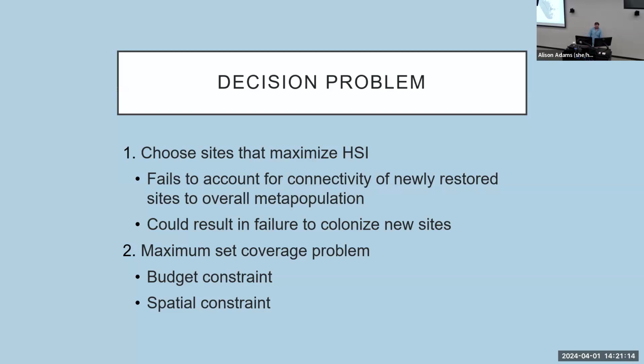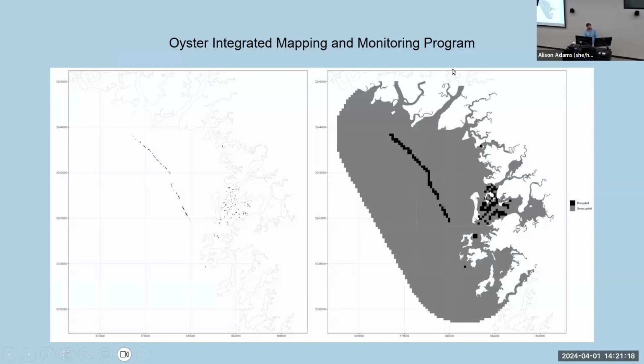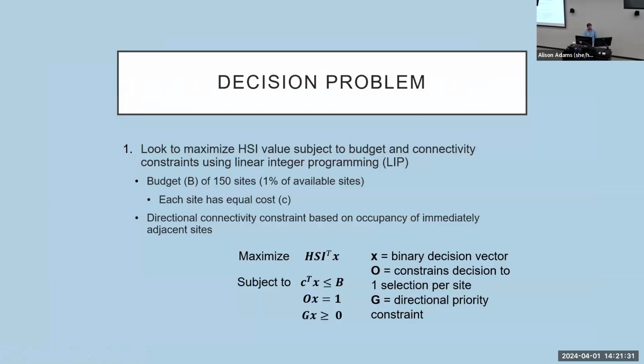So to do that, I first looked at where oysters actually are in the area, right? Looking at the Oyster Integrated Mapping and Monitoring Program, here you can see all of the point observations of oysters. I just changed them to a raster to match up with the spatial resolution of our HSIs, where these black cells indicate oyster presence at these different sites.